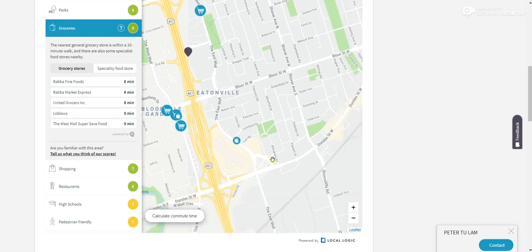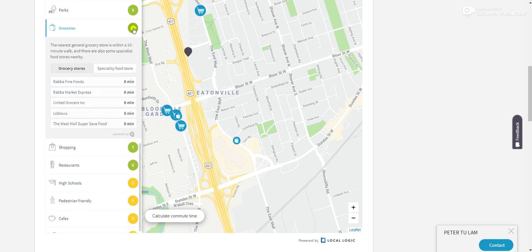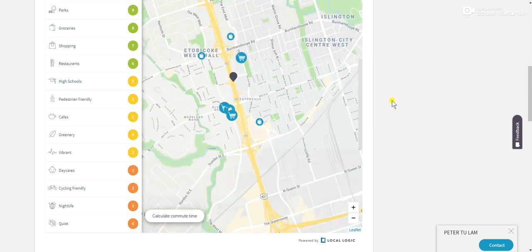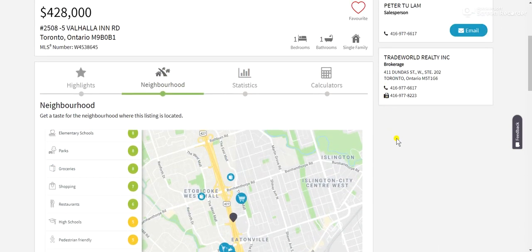But wait a second, why isn't it saying over here? There is a Metro right here in the mall, and there's a Food Basics right here, but those aren't showing up. So as far as that goes, these things can be flawed. Don't trust it with your research. Make sure that you're doing the full look yourself.